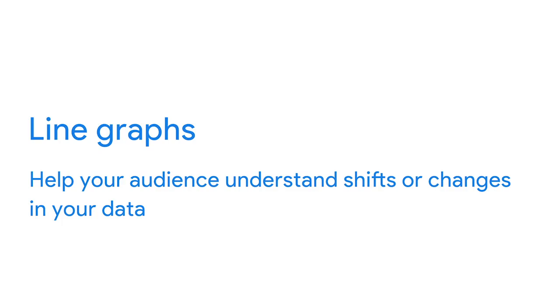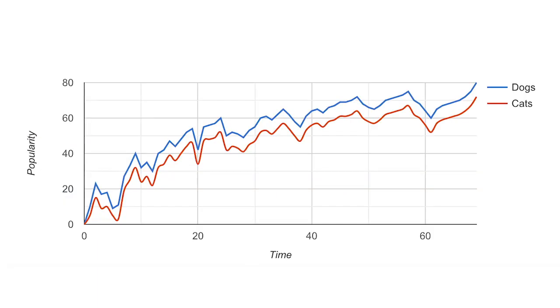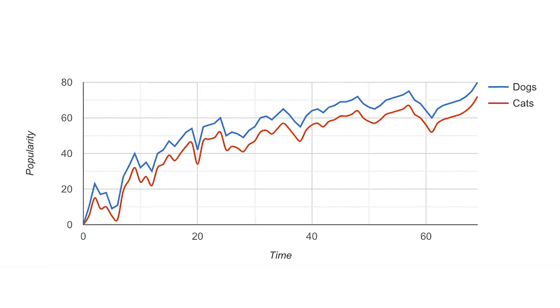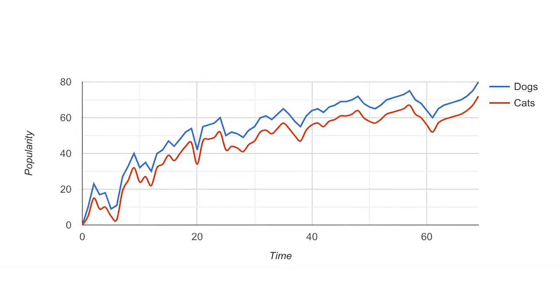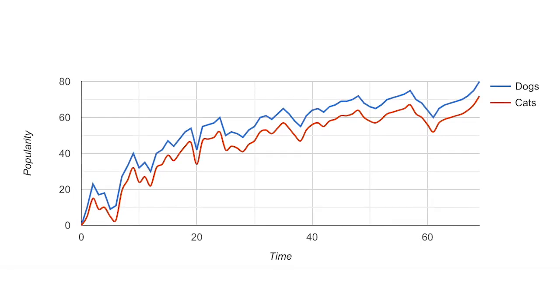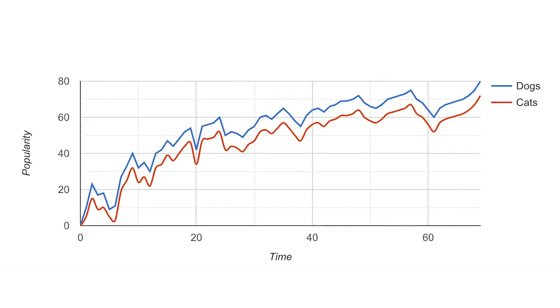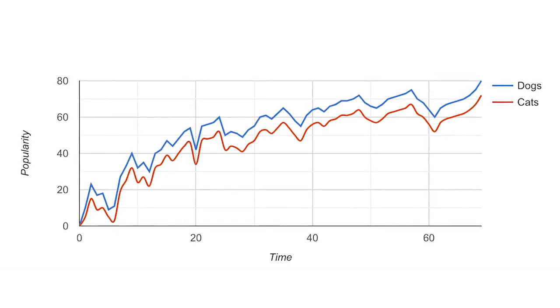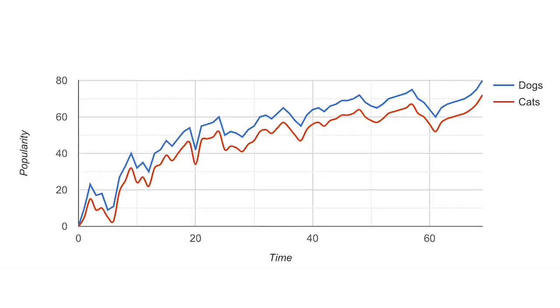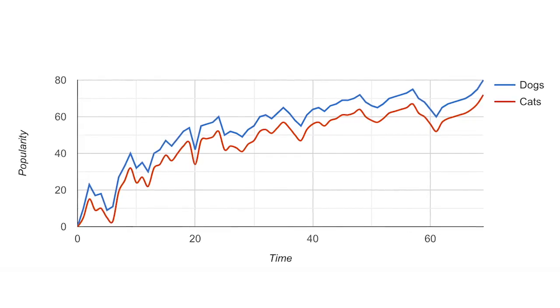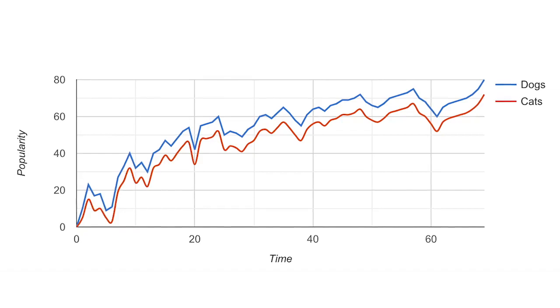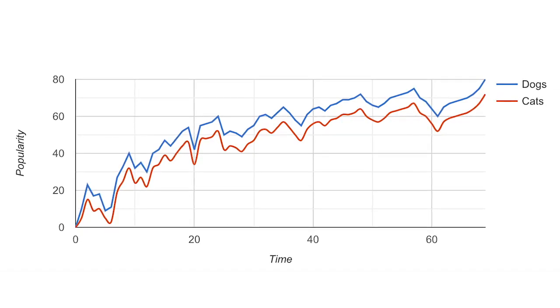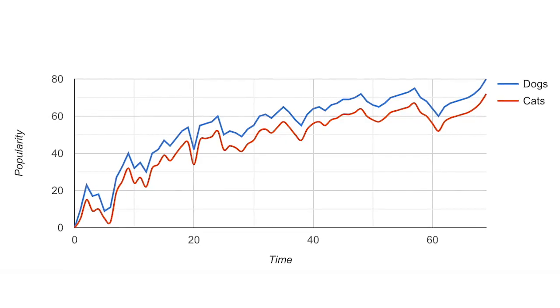Line graphs are a type of visualization that can help your audience understand shifts or changes in your data. They're usually used to track changes through a period of time, but they can be paired with other factors too. In this line graph, we're using two lines to compare the popularity of cats and dogs over a period of time. With two different line colors, we can immediately tell that dogs are more popular than cats. We'll talk more about using colors and patterns to make visualizations more accessible to audiences later too. Even as the line moves up and down, there's a general trend upwards, and the line for dogs always stays higher than the line for cats.